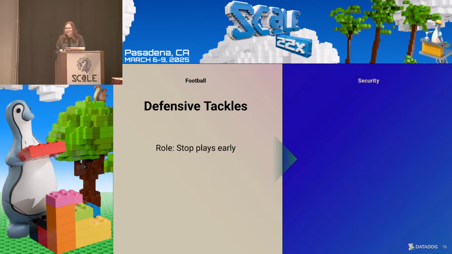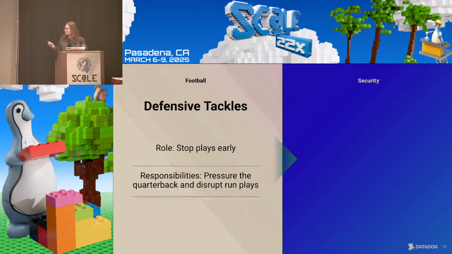And their role is to stop plays early. Simple as that. And they do this in a few different ways, but they're trying to pressure the quarterback and disrupt run plays. They are trying to essentially do what they can so that the play can't even start. And now we are in LA, so I can't not bring up Aaron Donald, who I know recently retired, but is a great defensive tackle, who was on the Rams for years, won a Super Bowl with y'all. So wanted to call him out here.